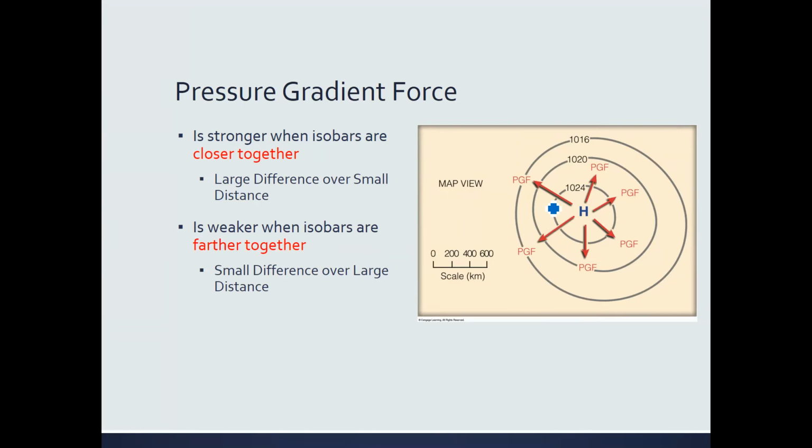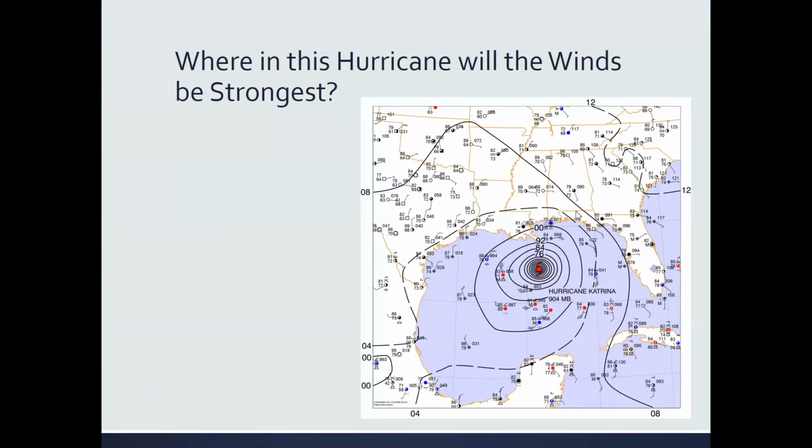So on a weather map, if you wanted to identify where the winds are the strongest, look for where these isobars, these lines, are closer together, where they're tightly packed. Wherever they're further apart, that represents weaker winds. Let's do an example. So here is Hurricane Katrina. This was one of the strongest hurricanes on record. It was a major natural disaster, and this image right here shows a pressure map of Hurricane Katrina.